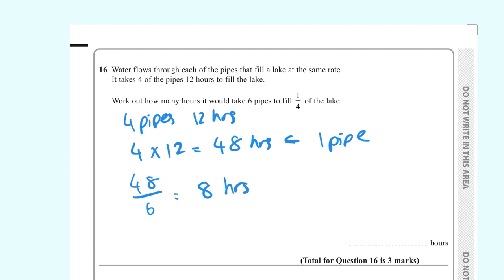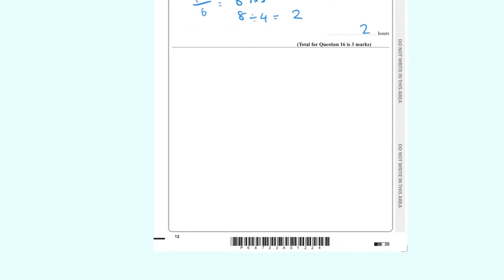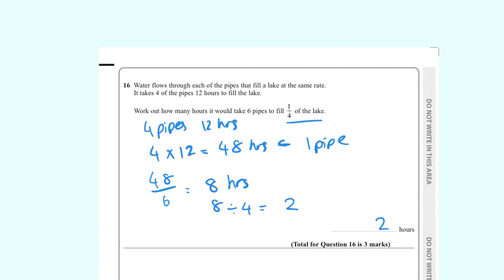Okay, but we only want to fill 1/4 of it apparently. Don't know why. So we need to divide that by 4. So it's just going to take 2 hours. That's all. Just a cheeky 2 hours to fill 1/4 of the lake for 6 pipes. Alright, and that's the end of that page, isn't it? Yeah, moving on.